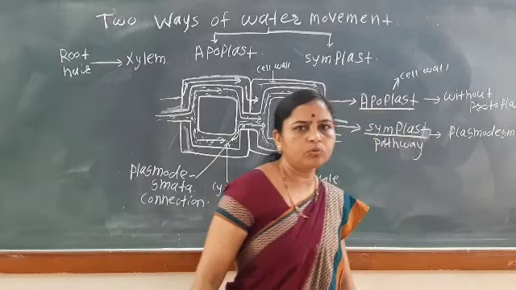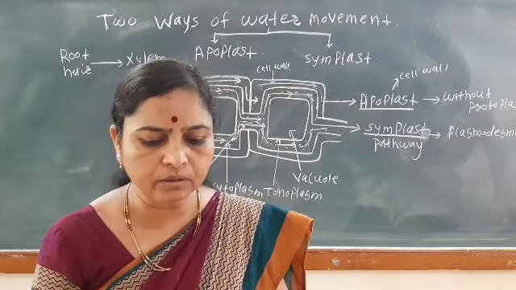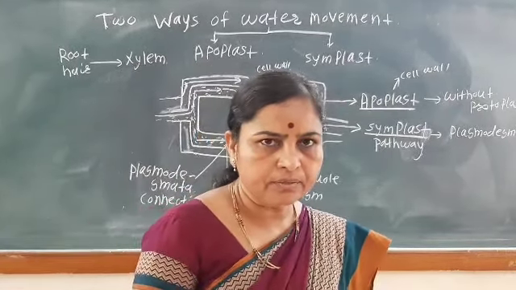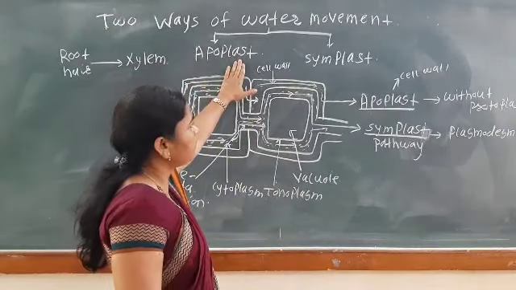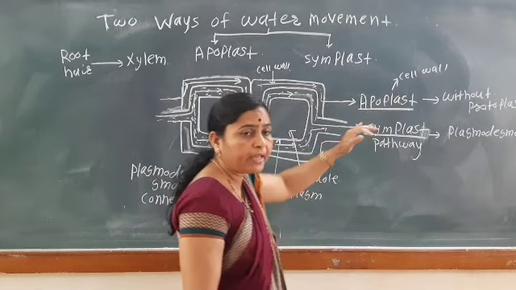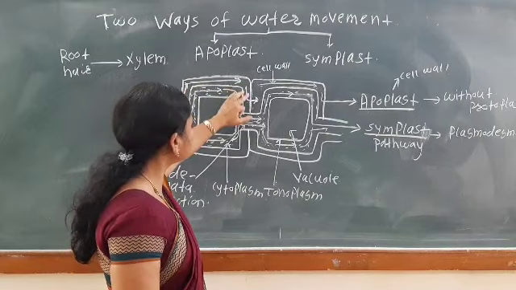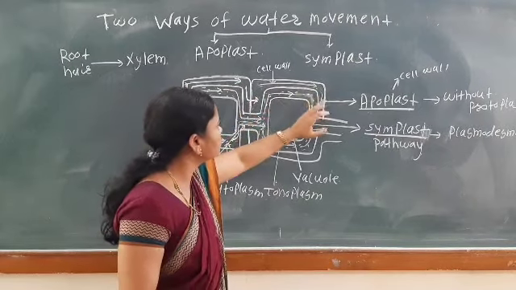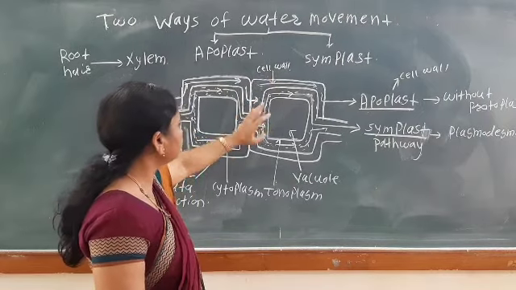Through the plasmodesmata. Okay, so in this way, the movement of water mainly takes place in two ways. One is the apoplast pathway and another is the symplast pathway. So what is meant by the apoplast pathway? That is when the movement of the solvent takes place only through the cell wall, or the intercellular space.